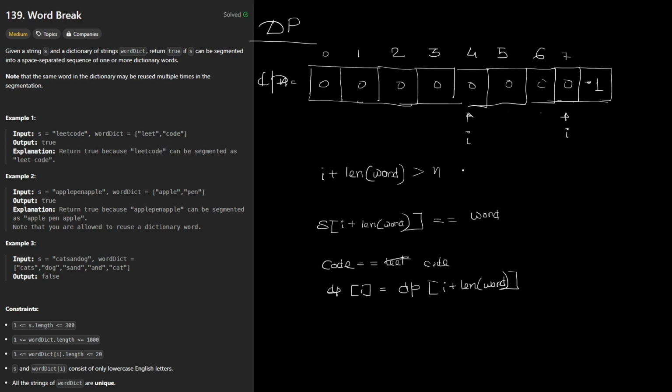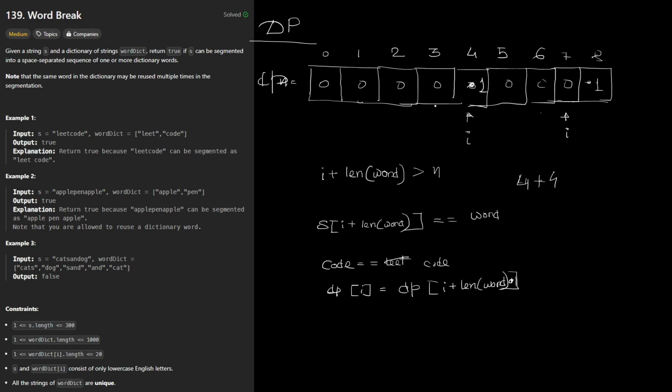So currently my i would be at 4. So 4 plus length of word is 4, not plus 1, it would be length of word only. So 4 plus 4, it would be at 8. So in my dp, I will change this current value to 1.